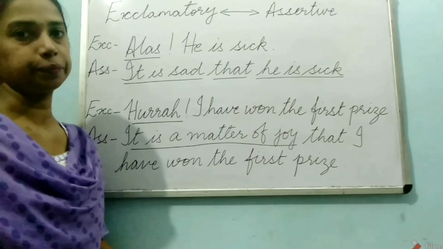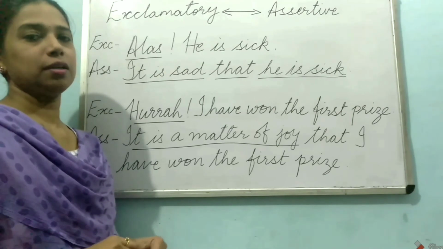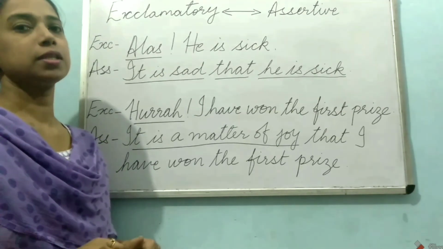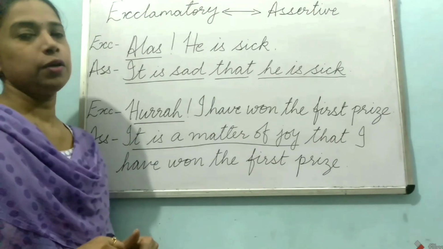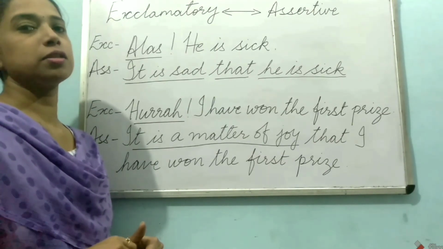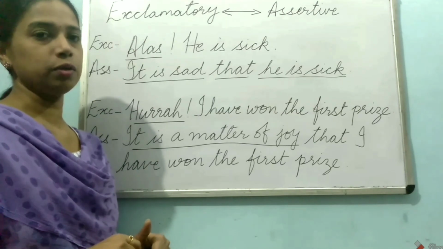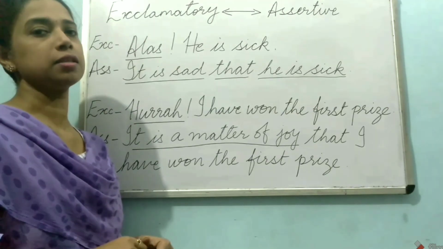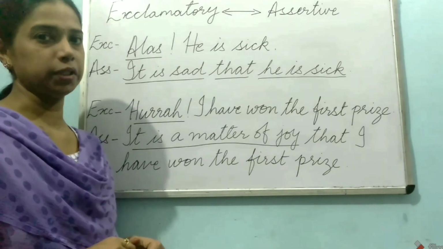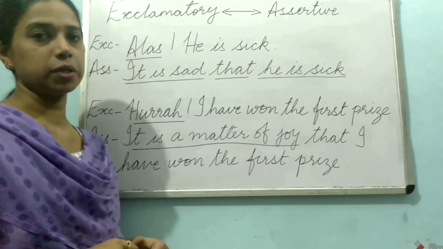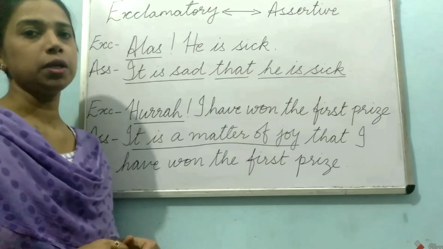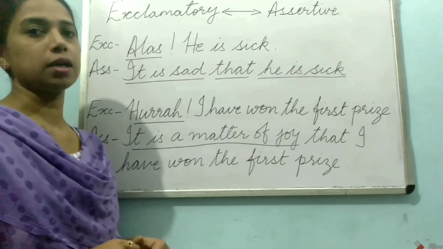first prize." So children, these are the rules related to interchanging of exclamatory and assertive sentences. You will be able to interchange other sentences also, expressing different feelings if you follow the rules properly. I'll be sending exercises on transformation of sentences in the WhatsApp group, and you have to do them in your classwork register.